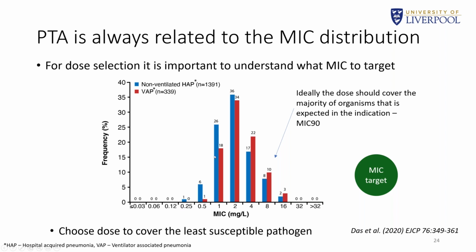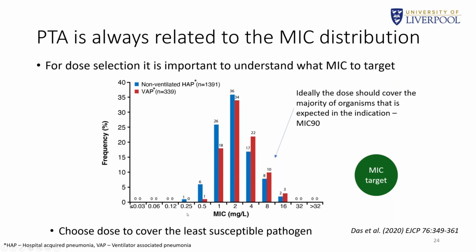So in this example here, it's isolates from pneumonia patients that have been tested in a susceptibility test with ceftazidime avibactam. And what the data is indicating here is the MIC 90 is around 8 mg per litre.